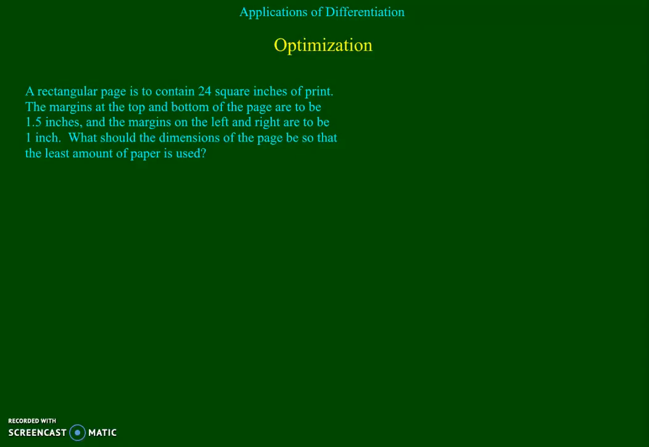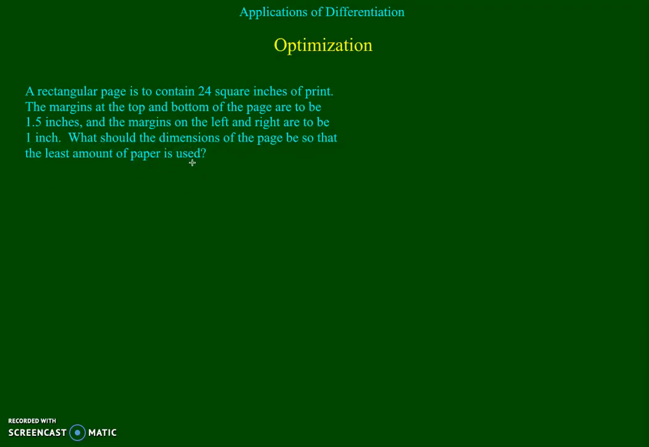This is part 16 of the series Applications of Differentiation, and in this problem we're looking at a rectangular page that is to contain 24 square inches of print. The margins at the top and bottom of the page are to be 1.5 inches and the margins on the left and right are to be 1 inch. What should the dimensions of the page be so that the least amount of paper is used?